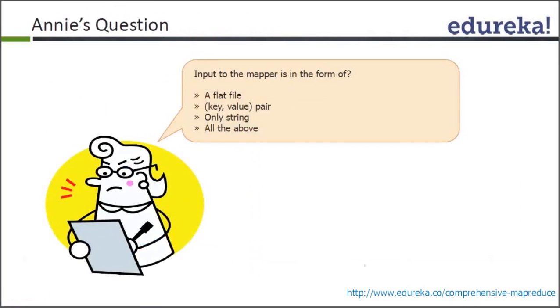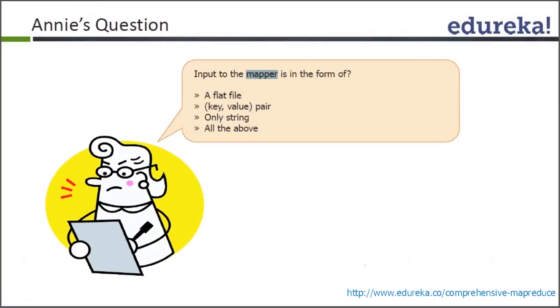So now, there comes Annie. What's the answer to this one, friends? Input to the mapper is in the form of what? Look at all the values. I'm talking about a mapper. How can it be all of the above, friends? So there are 4 answers, and there is proper representation for each of those things.